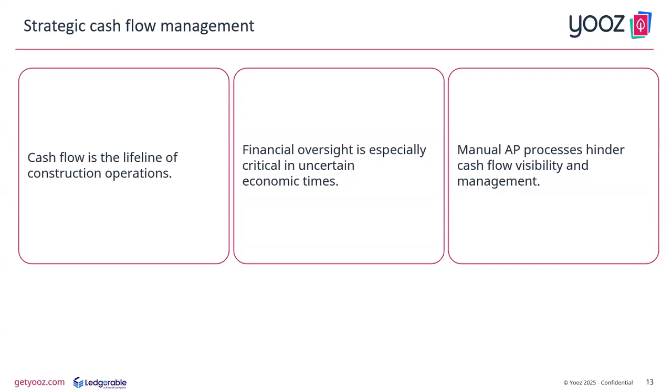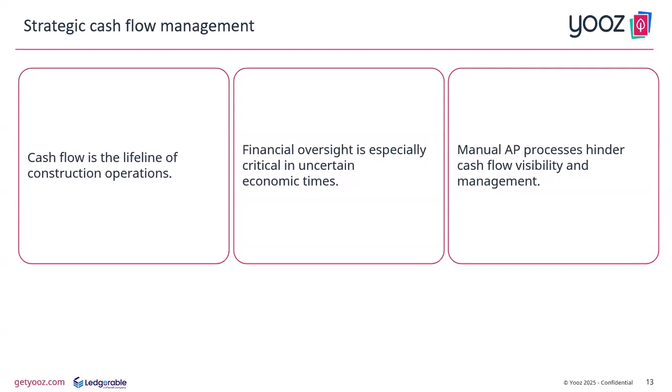It funds everything: subcontractor payments, material orders, and project schedules. Delays or mismanagements can halt progress and damage your vendor relationships. Your financial oversight is more critical than ever because economic uncertainty and tight margins demand real-time cash flow visibility. Finance leaders need accurate data to make timely, strategic decisions.